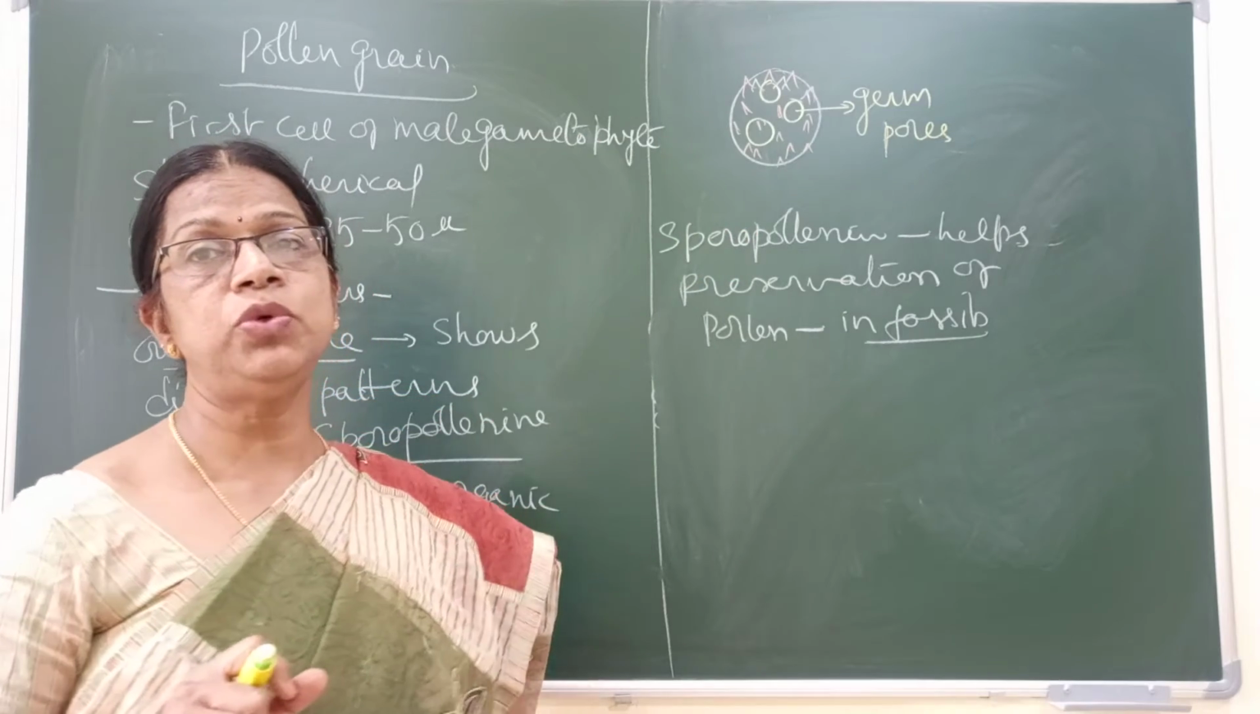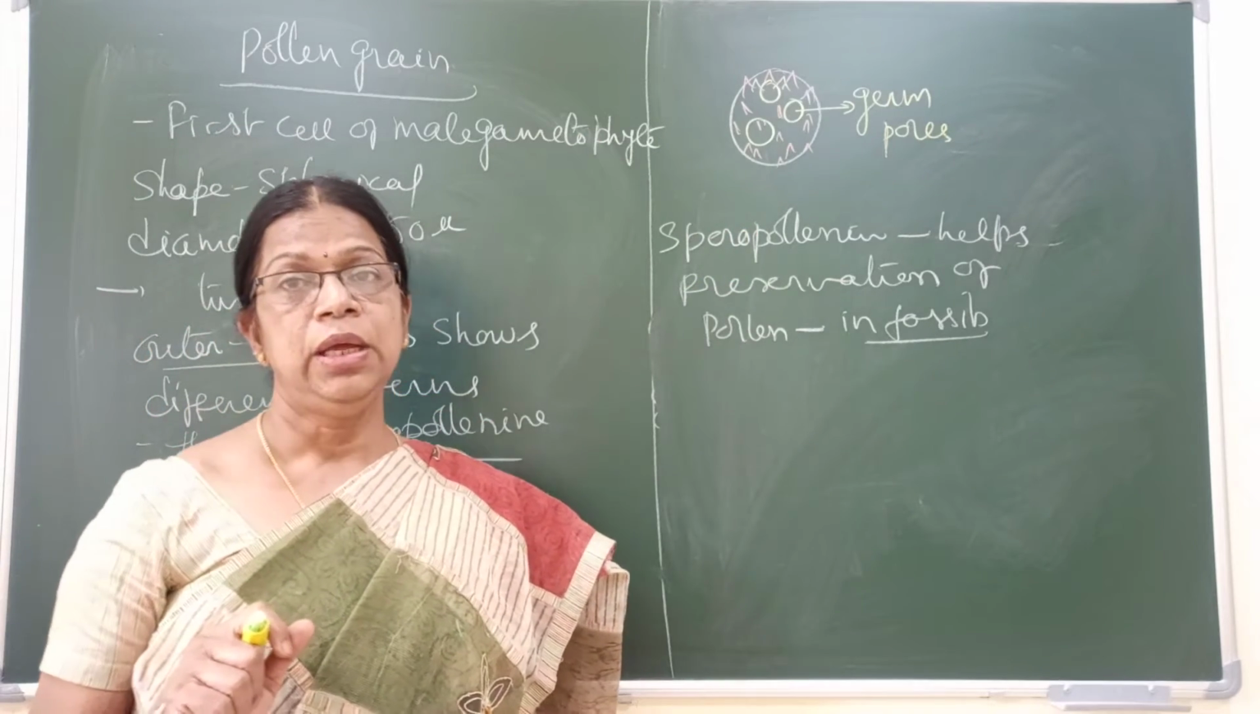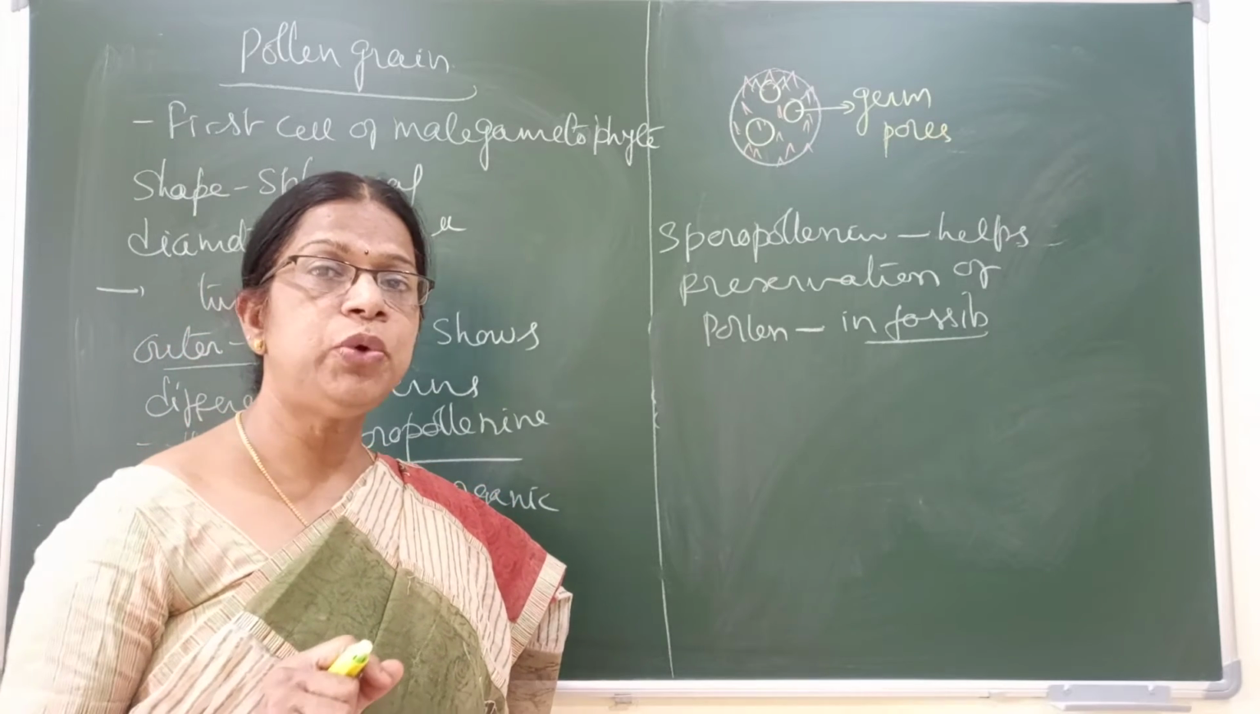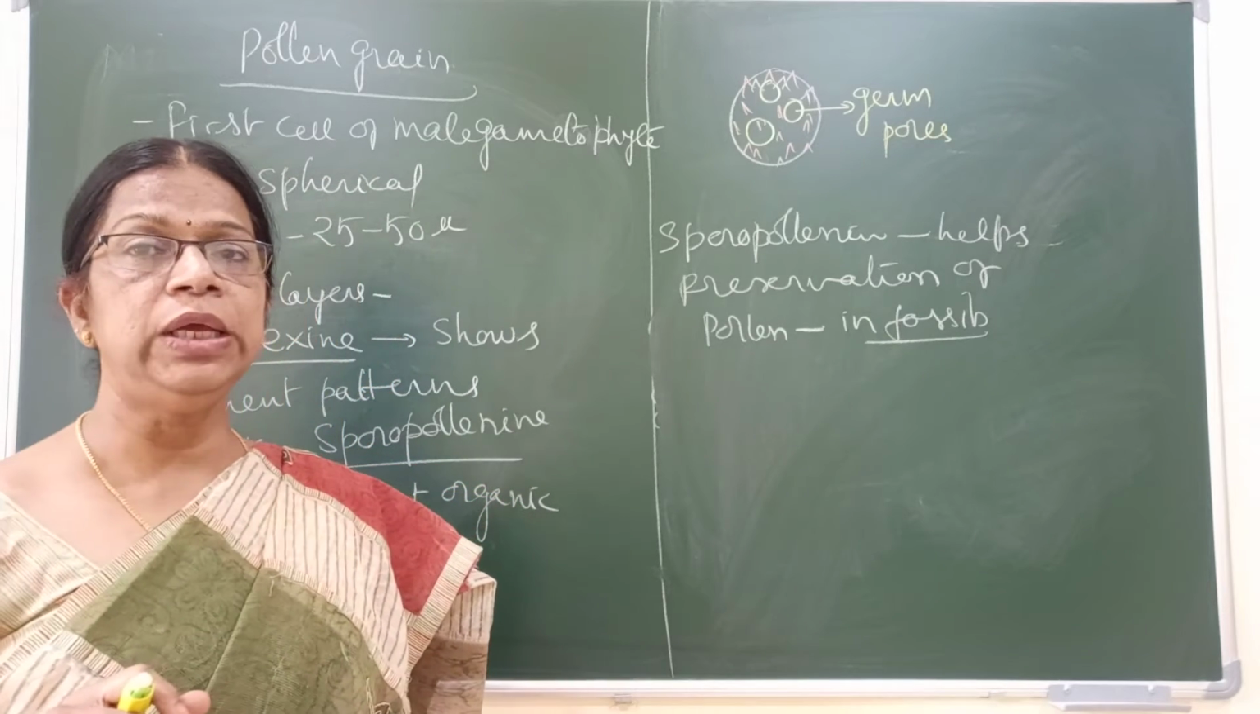The number of germ pores generally varies from 1 to 3. A single germ pore can be present, or a maximum of 3 germ pores.